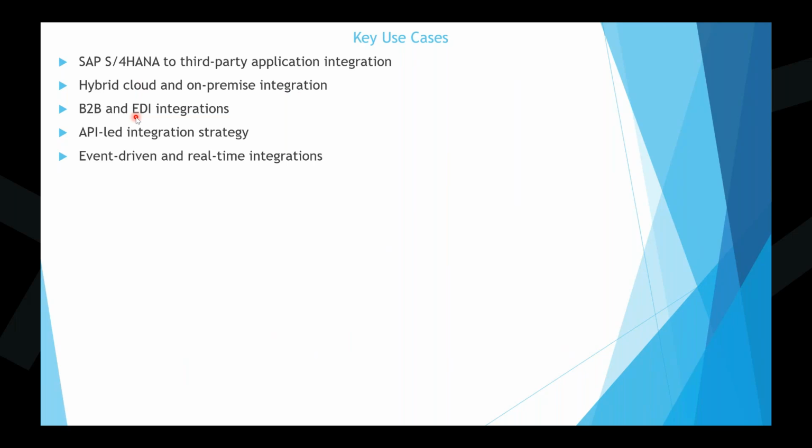Okay. So now, API-led integration strategy. Expose your SAP backend data as a secure, governed API for a mobile app or a partner portal. API Management creates a secure, controlled access layer. If you want to expose it to the outside world, always try to use API development, which will be secure.